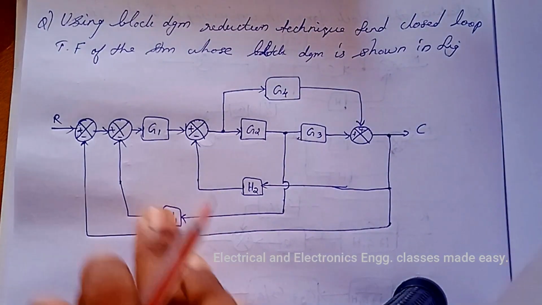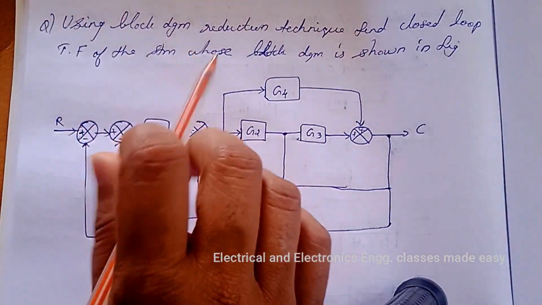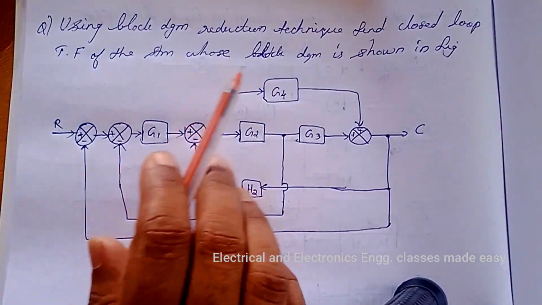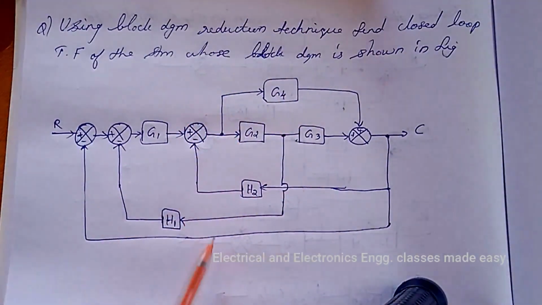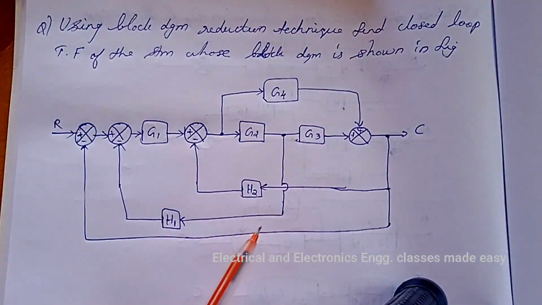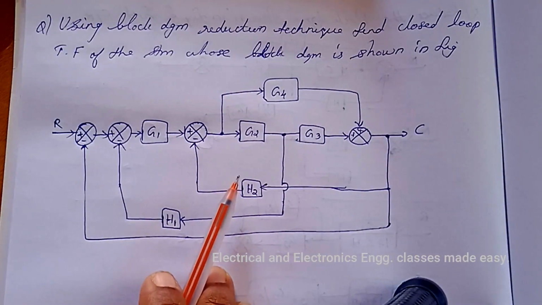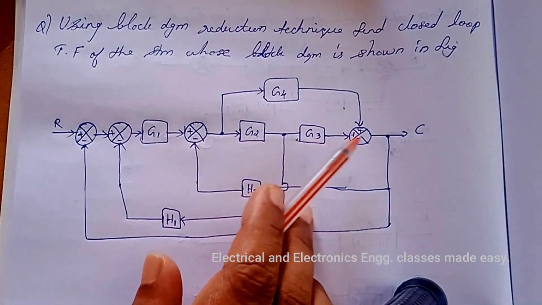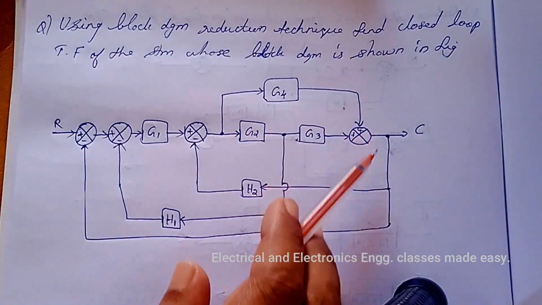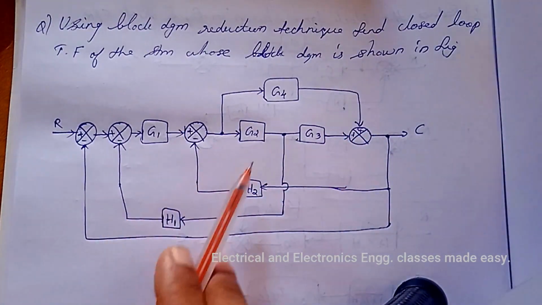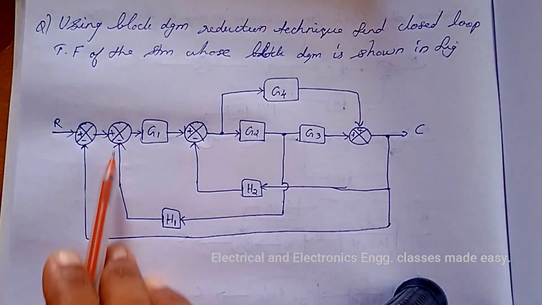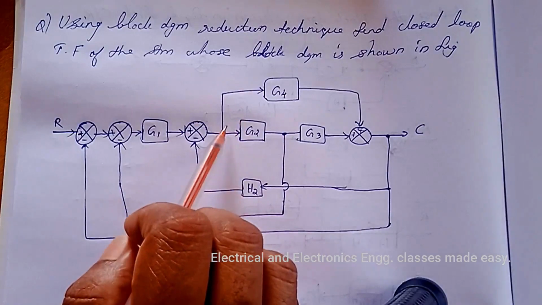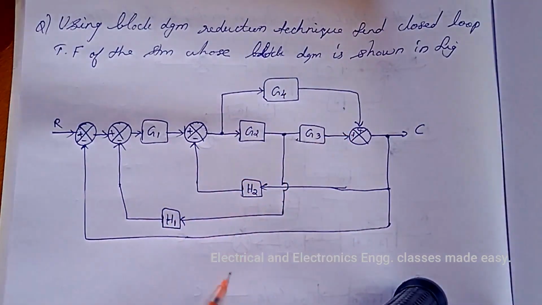Let us do another problem. Using block diagram reduction technique, find the closed loop transfer function of the system whose block diagram is shown in the figure. So this is the given block diagram. So here this is a forward path, then here there is a feedback path, and here also there is another feedback path, here also another feedback path, and this is a parallel path.